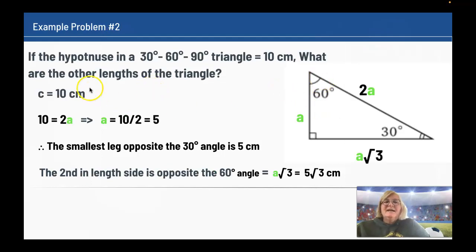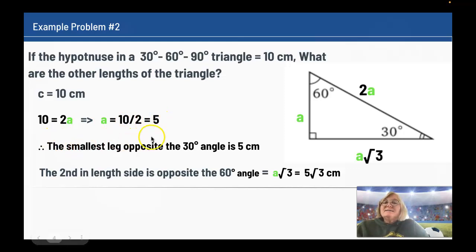In this case, the hypotenuse in a 30-60-90-degree triangle equals 10 centimeters. What are the other lengths of the triangle? The hypotenuse is here, and the hypotenuse is 2a. So if c is 10 centimeters, then 10 has to equal 2a, which tells me, by dividing both sides by 2, that a is equal to 10 over 2, or 5. 10 divided by 2 is 5.